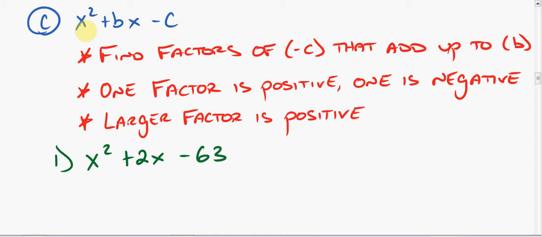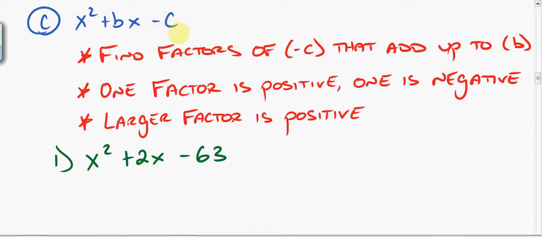This is section 4.3, part 2. We're going to continue factoring trinomials. We've already done x squared plus bx plus c, x squared minus bx plus c, and now we're going to look at our third form, which is x squared plus bx minus c.